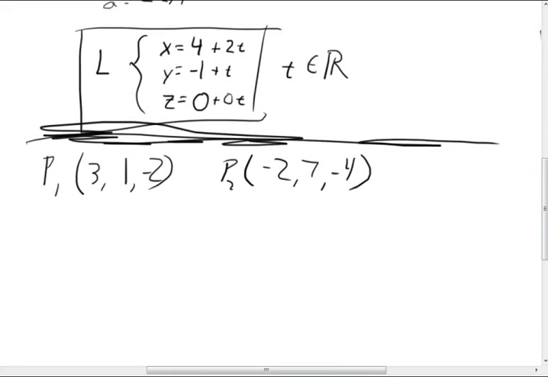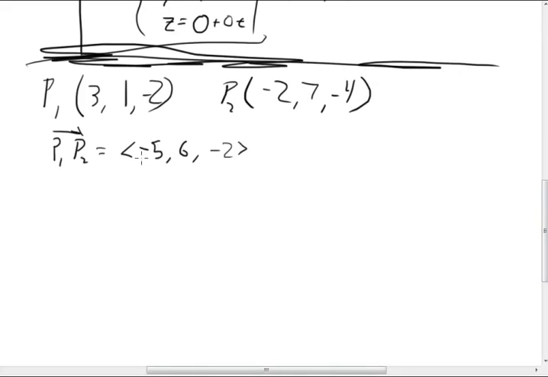So this I kind of did up top anyway, and we find the vector P1P2. This would be equal to -2 minus 3, so that would be -5; 7 minus 1, 6; -4 minus -2 is -2. So now we have this. This is a vector that goes through these 2 points. So we know that our line will be parallel to this vector. So we have a point as well. We'll just pick point 1. So we're ready to write our equation.